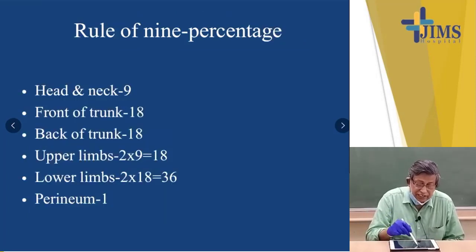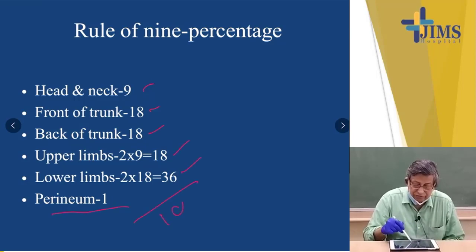Rule of 9: head and neck 9%, front of trunk 18%, back of trunk 18%, upper limbs 2 into 9, that is 18%, lower limbs 2 into 18, that is 36%, and perineum 1%. So the total is 100%.